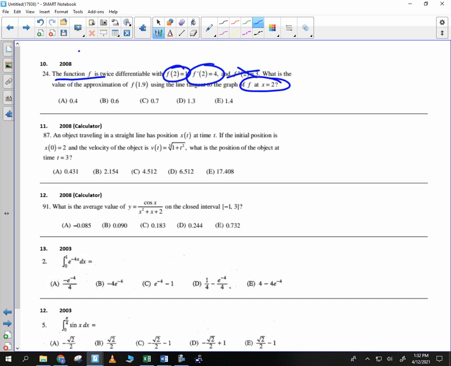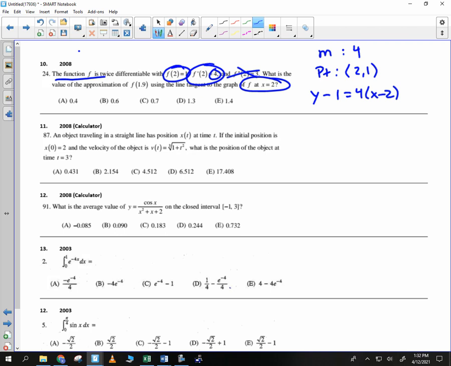So, line tangent to the graph, I need a slope and I need a point. The slope in this situation is 4, and the point is (2, 1). So therefore, your equation is y minus 1 is equal to 4 times x minus 2.